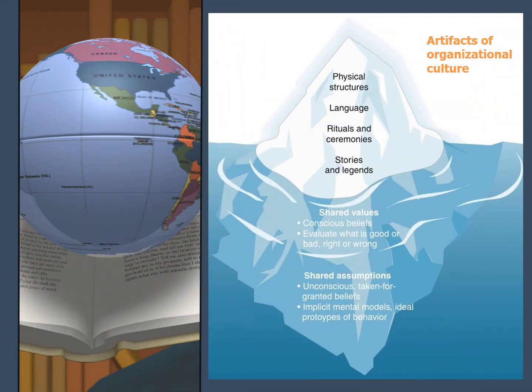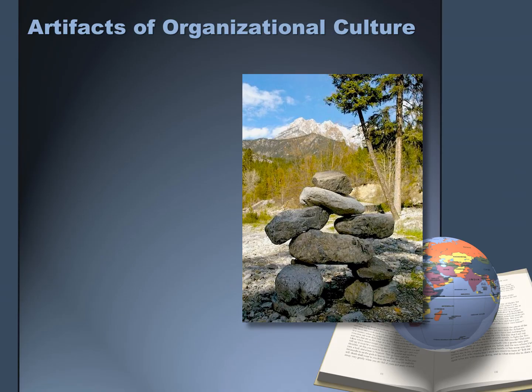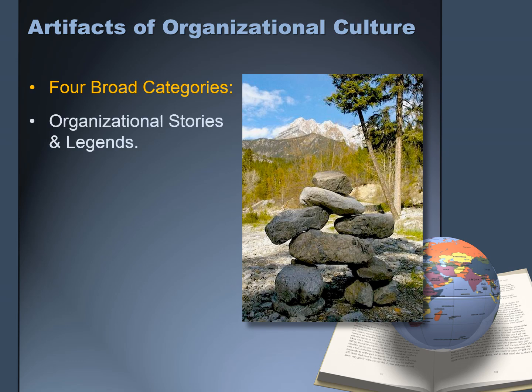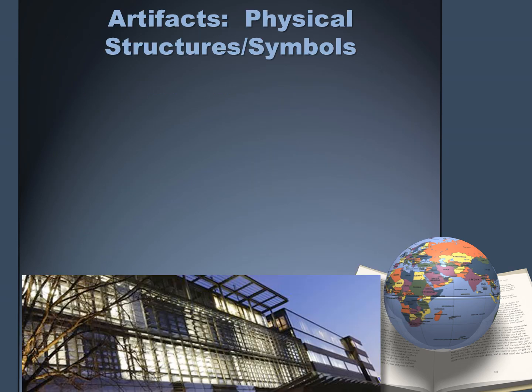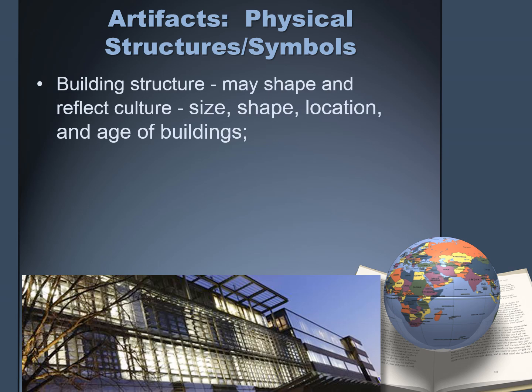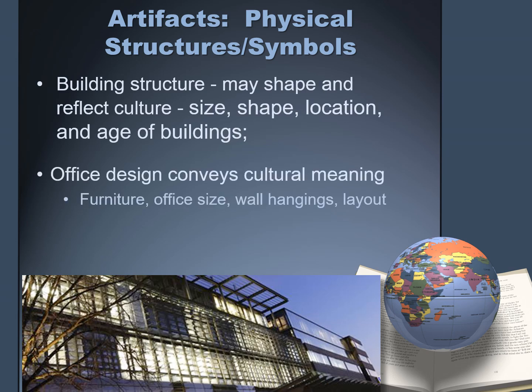So here we see the artifacts of organizational culture, and we're going to go through these a little bit more in depth. The artifacts are in four broad categories: organizational stories and legends, rituals and ceremonies, organizational language, and the physical structures and symbols. The building structure may shape and reflect culture, could be because of size, shape, location, or the age of the building. Office designs convey cultural meaning: furniture, office size, wall hangings, layout. Are you in squad bays or in cubicles?